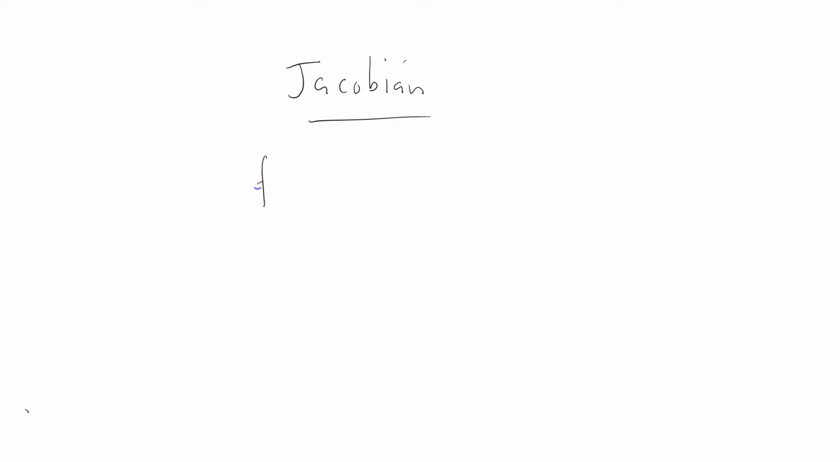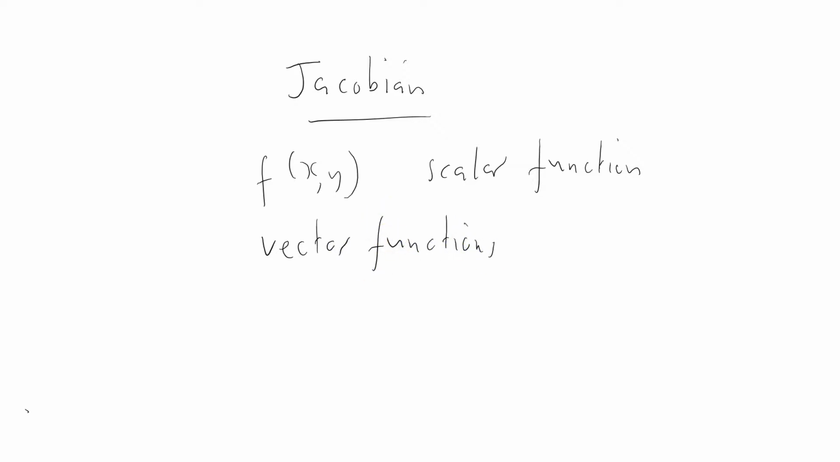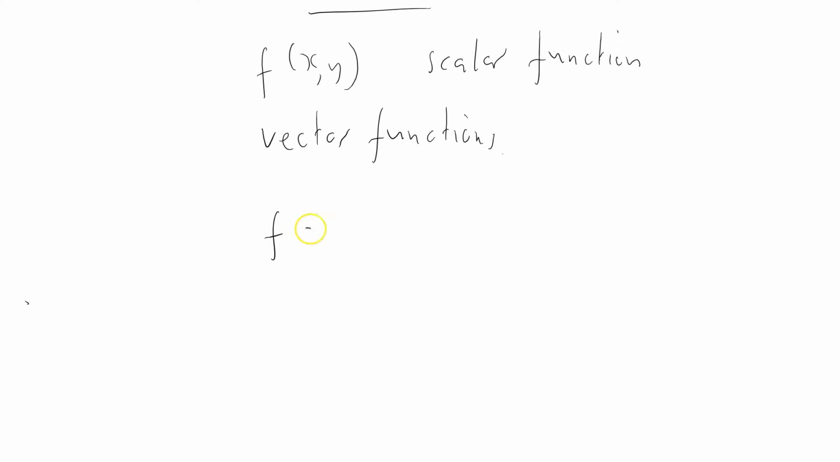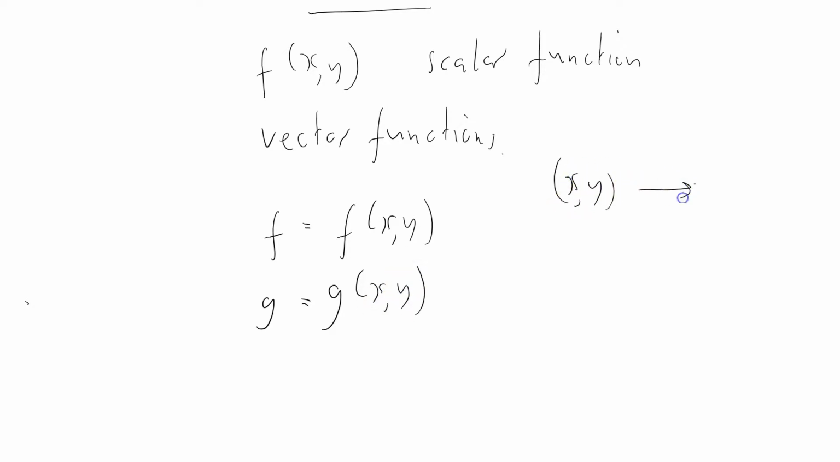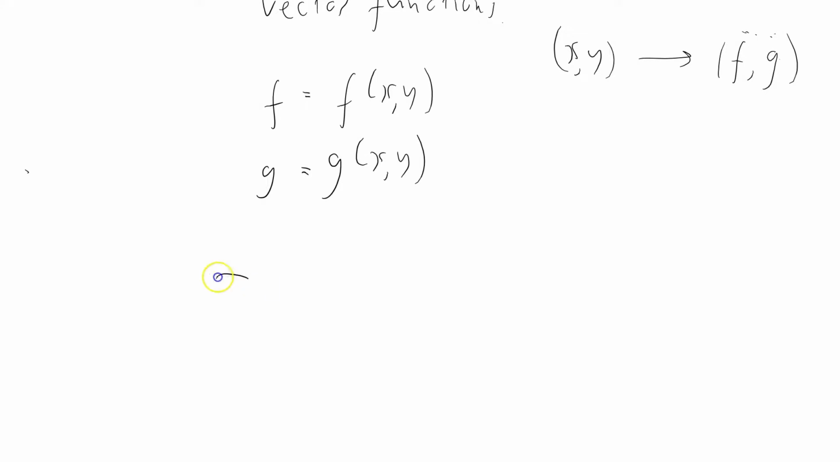So last time we talked about f of x comma y, just a scalar function. Now I'm going to talk about vector functions. So I might have f equals f of x comma y and g equals g of x comma y. So we've got two functions: x comma y is mapped to the vector f comma g, where each one of these, f and g, depends upon x and y. And I'm just going to write the Jacobian down.